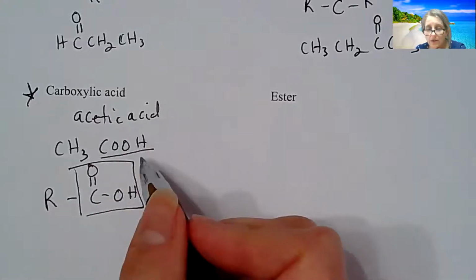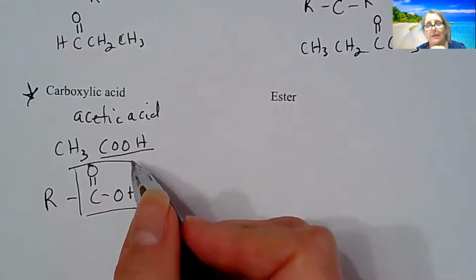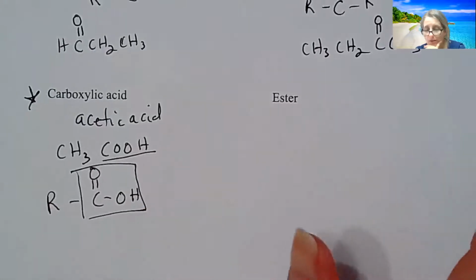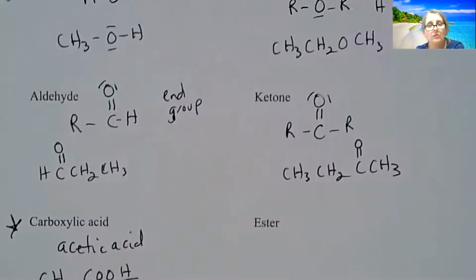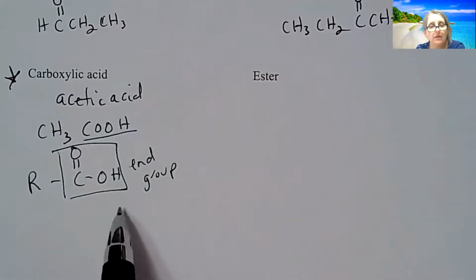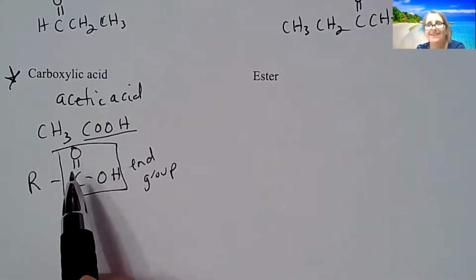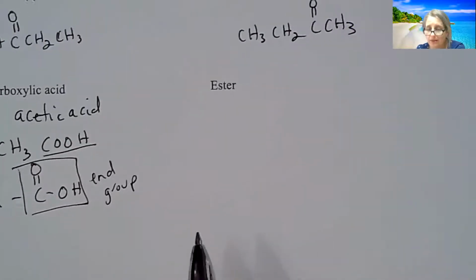So if you see that notation, that's going to be a carboxylic acid formula. This is also an end group, just like the aldehyde that I just showed you. It has to be on the end of the molecule because it has already 3 bonds taken up, so it only has 1 more bond to go.